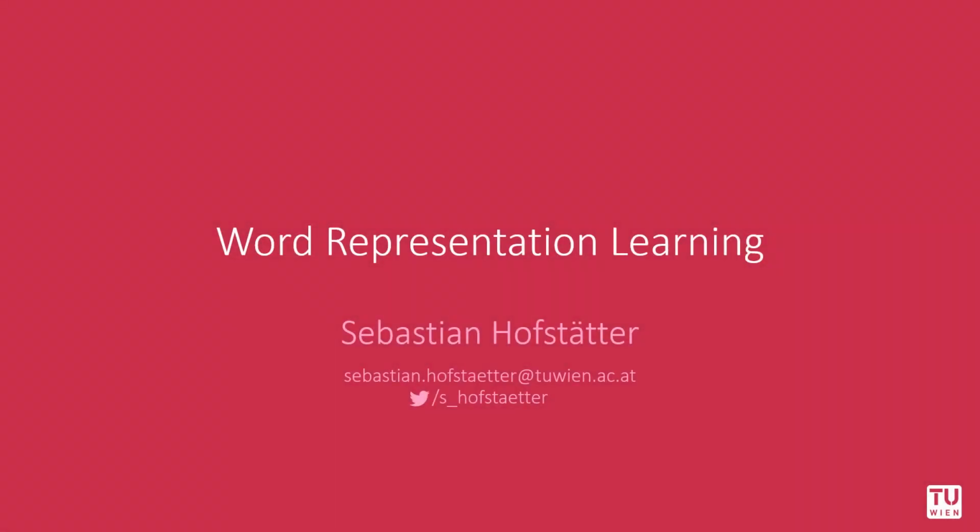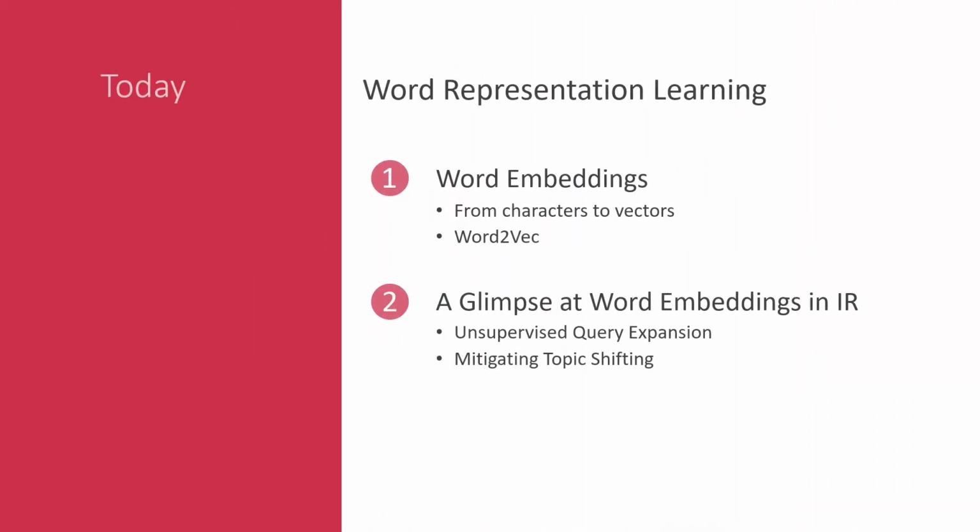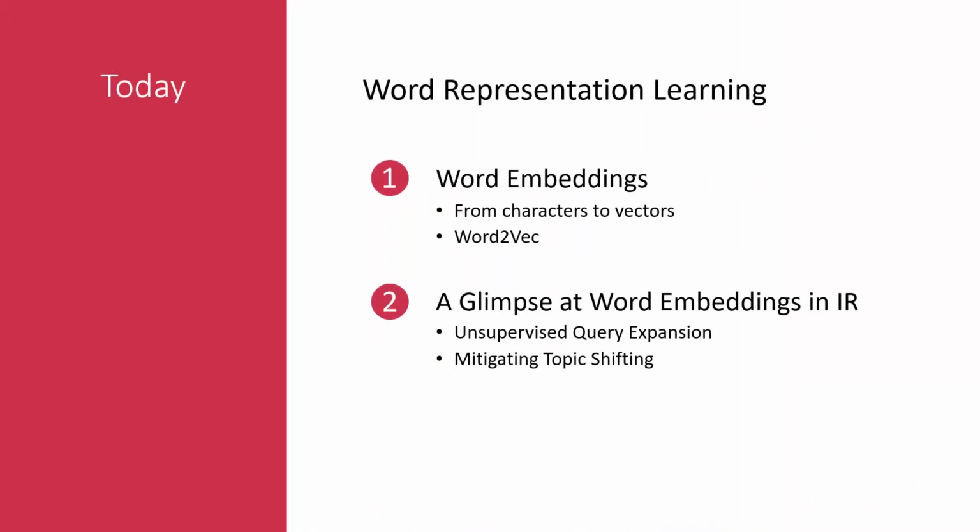Hello everyone! Today we're going to take a look at our first machine learning class, and that is about word representation learning. We are going to look at two specific things. First are word embeddings, so how we actually transform words as we see it from characters to vectors so that neural networks can work with them.